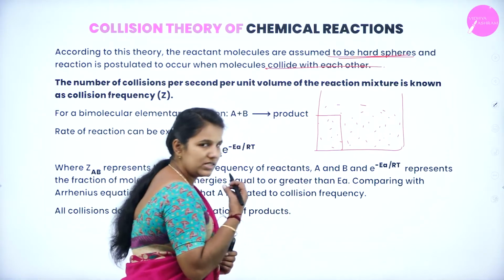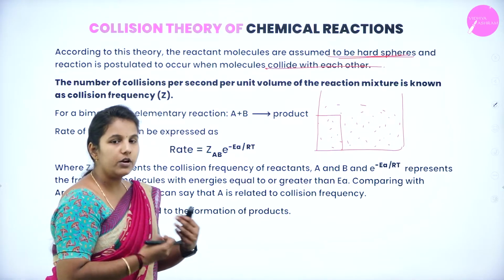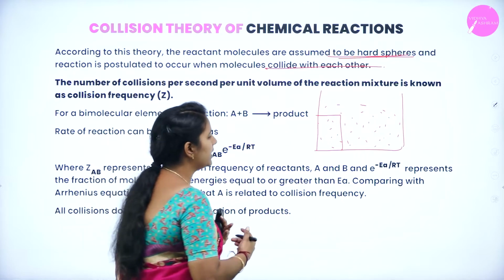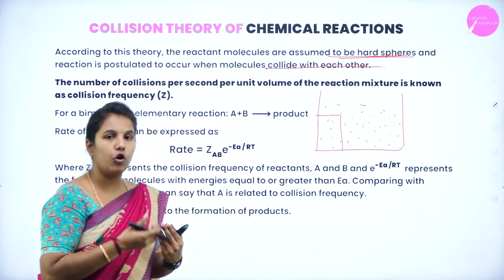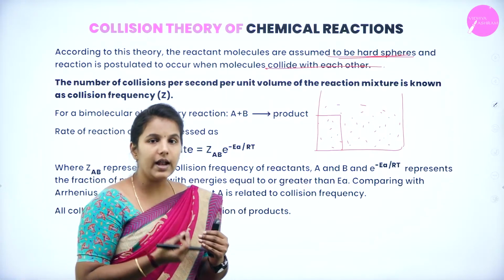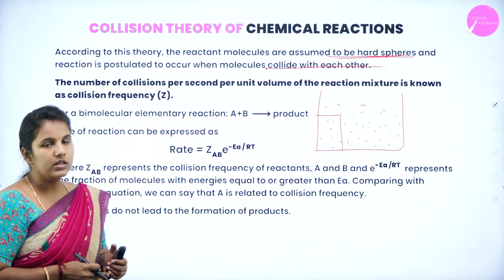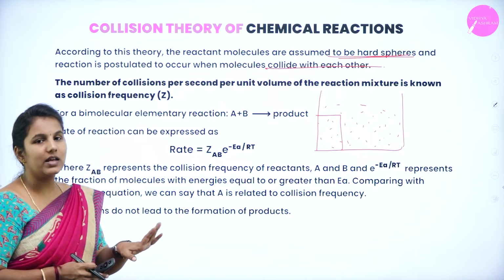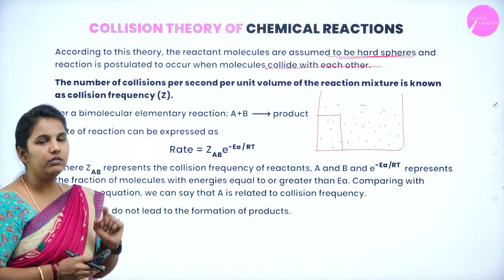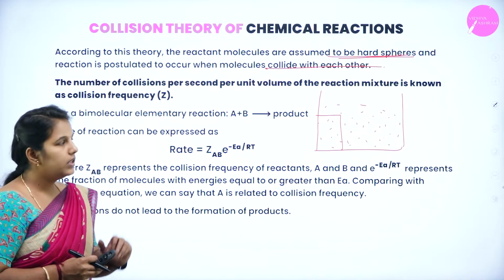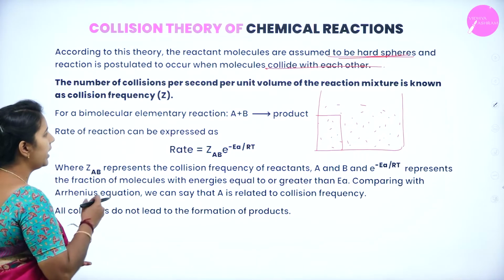At 1 second, in one unit volume, a certain number of molecules will undergo collision. How many molecules undergo collision in 1 second in this volume can be calculated using collision frequency. So, what is the collision frequency? It is the number of molecules that collide in 1 second in one unit volume. That is said to be the collision frequency and it is denoted by Z.